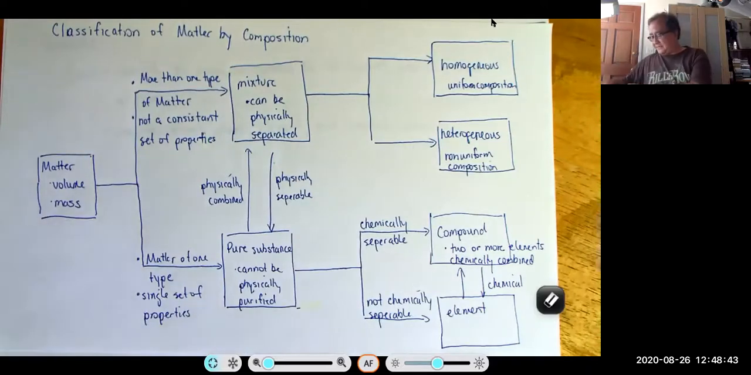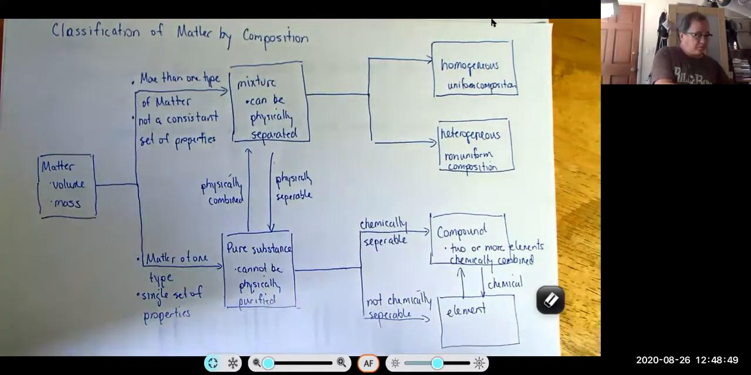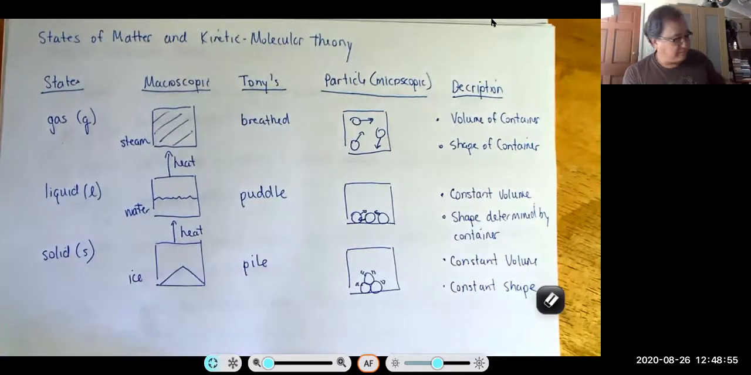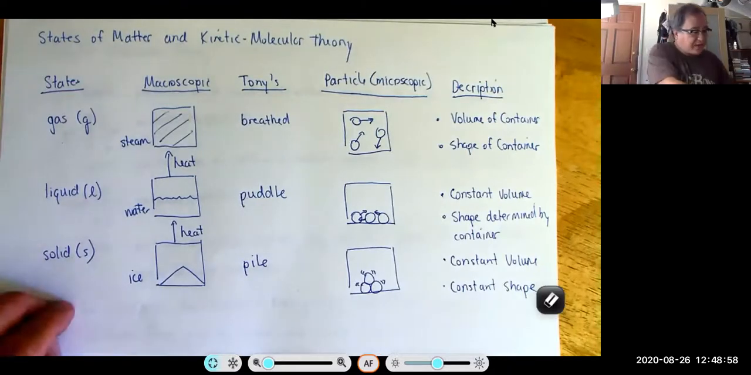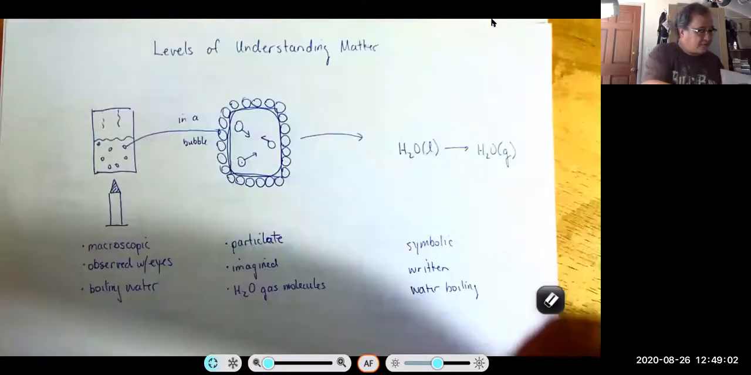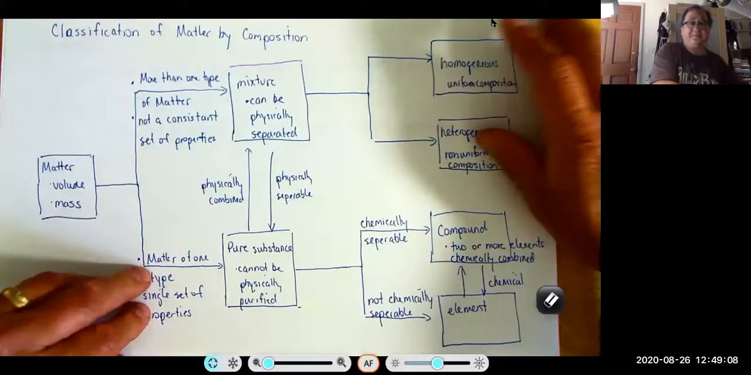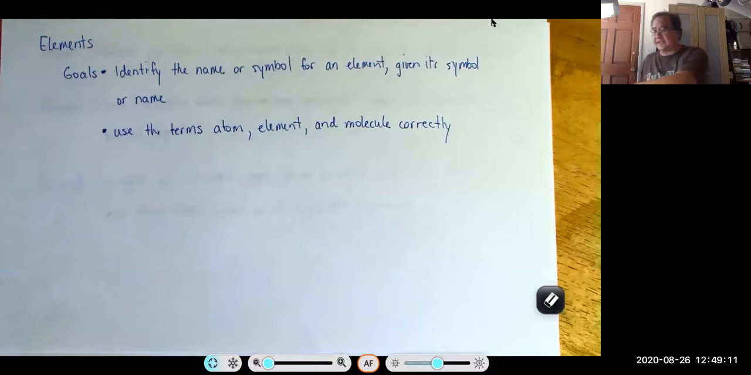If we go back, we could call this classification of matter. Classification of matter by what? By state, okay? So there's many ways of classifying matter. And what we just did was classifying the matter by how it is put together, composition. Okay, the next section is about elements. I think we're gonna finish up with compounds today. And on Friday, we'll finish up the chapter. But let's go ahead and finish this up.